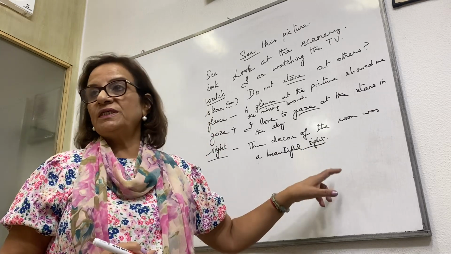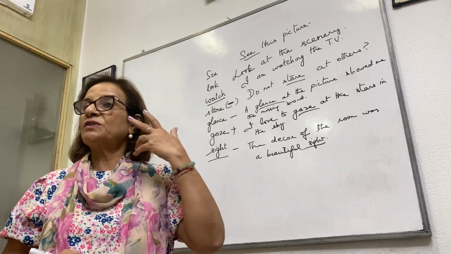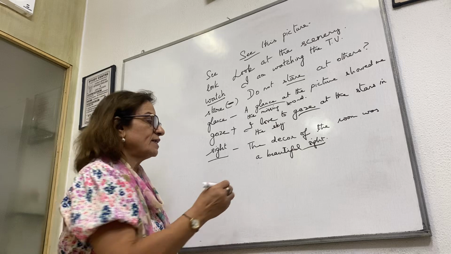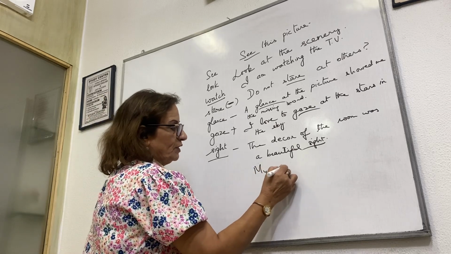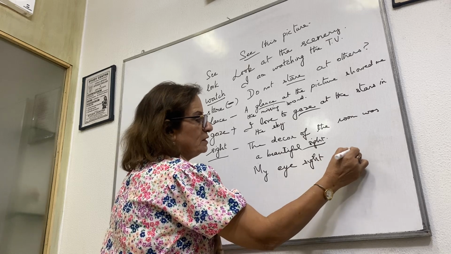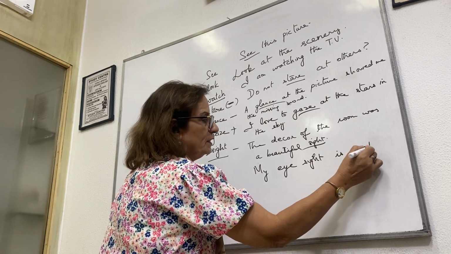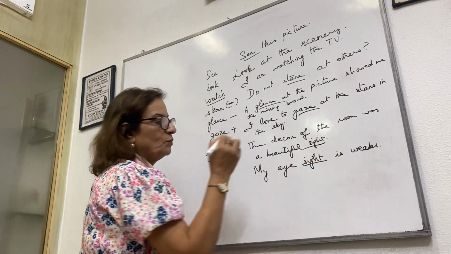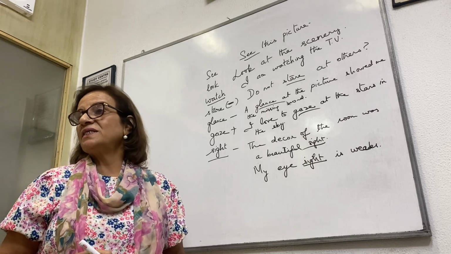And then we are using sight. And we also say eyesight. My eyesight is weak. We can also use it in this manner. My eyesight is weak means my eyes need specs or something. You can also use the word sight. My eyesight is weak.